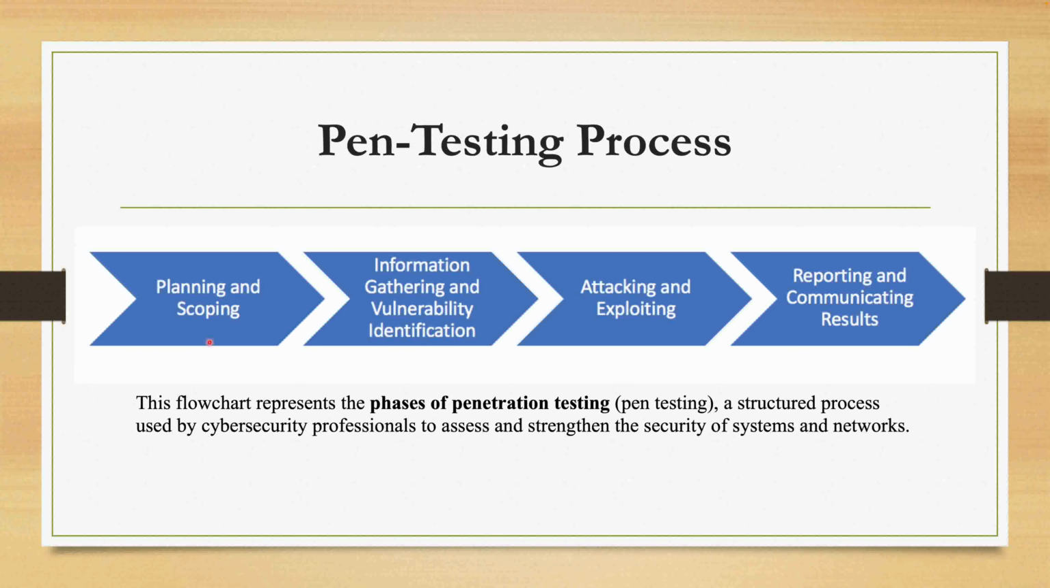So what is the outcome of this phase? Well, a clear road map and agreement between the tester and the organization. Okay, so once we finish this phase, we jump in, talking about information gathering and vulnerability identification, which is the second phase. The objective is to collect as much information as possible about the target and identify potential vulnerabilities.